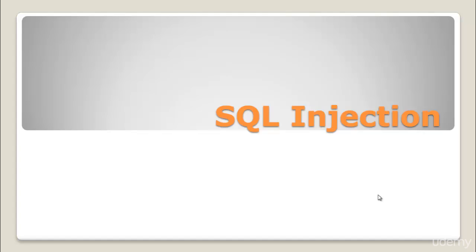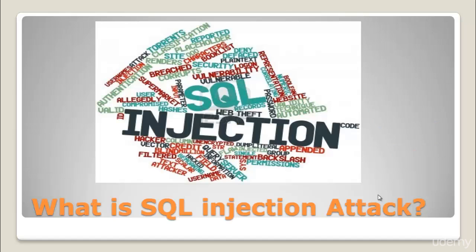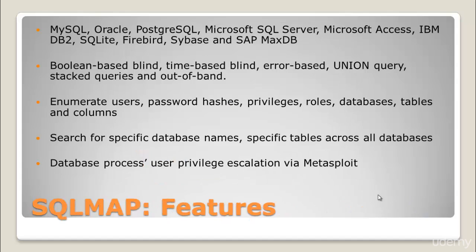In this tutorial, I'll show you how to use the sqlmap SQL injection tool on Kali Linux to hack into a website, more specifically a database, and extract the usernames and passwords. So to start with, what is sqlmap? sqlmap is an open source penetration testing tool that automates the process of detecting and exploiting SQL injection flaws and taking over database servers.